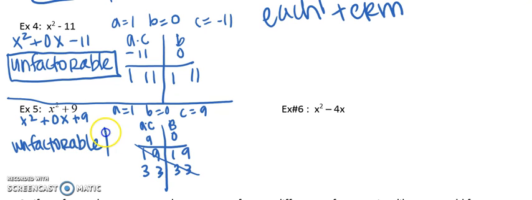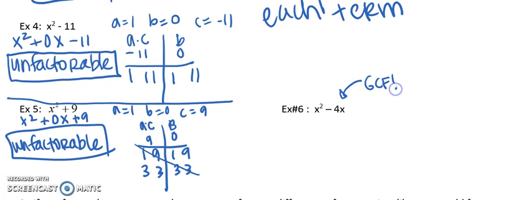Let's look at example 6. One thing that we haven't talked about yet is what happens if there's a GCF in here. And definitely in this problem right here, there's a GCF you need to watch out for. In both of those terms, we can pull out an x, and we're left with an x minus 4.